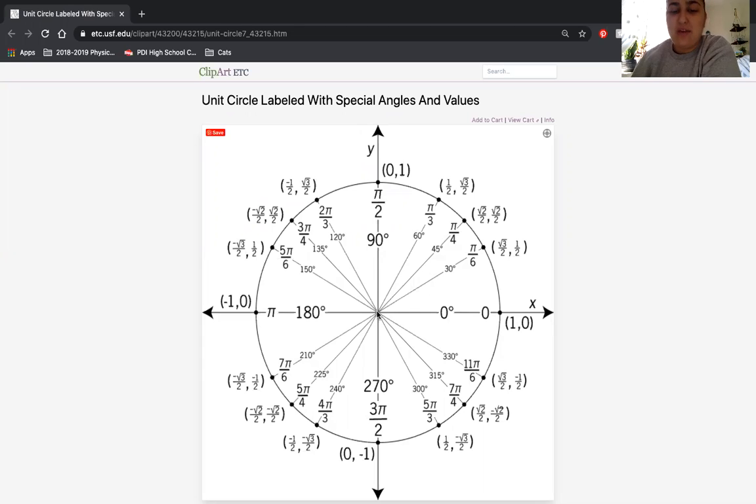Okay, so if we think about how we created the unit circle, we took those special right triangles and we placed them all around the unit circle. And if you don't remember that, you can go back to the creation of the unit circle video. But we can learn some pretty cool things from the unit circle.